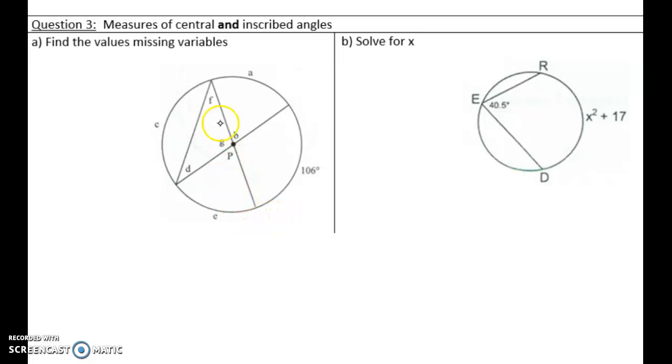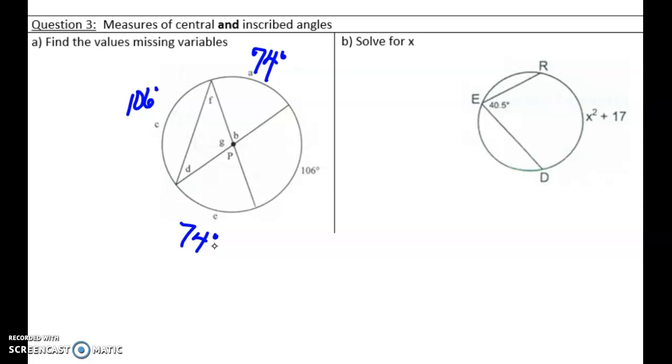If I know that this is a diameter, if this is 106, this has to be 74 for A. Now, again, this is a diameter, so this has to be 106, because remember, a semicircle is 180 degrees. So again, here's a diameter. This is a semicircle. This would have to be 74.